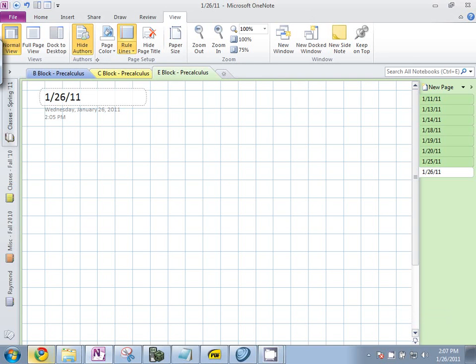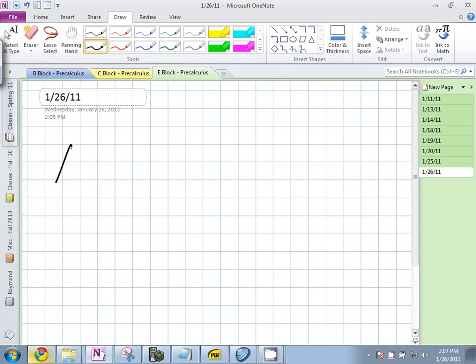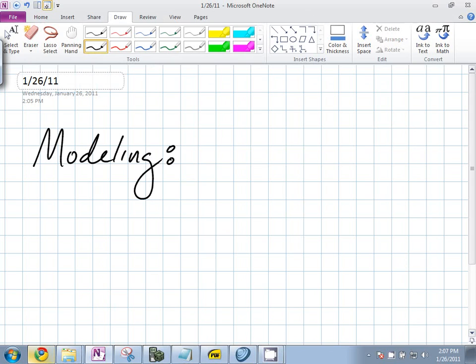This is what we're going to do. Mathematical modeling. What is that? What is mathematical modeling? Can someone tell me what you are doing when you're modeling something mathematically?